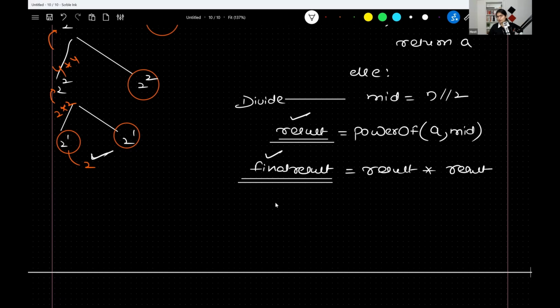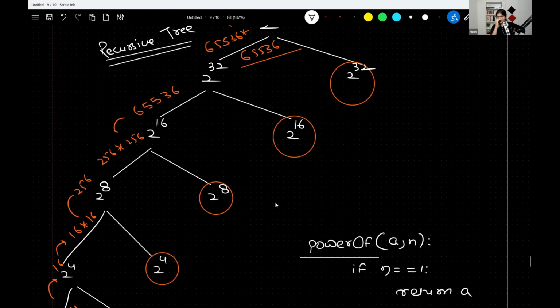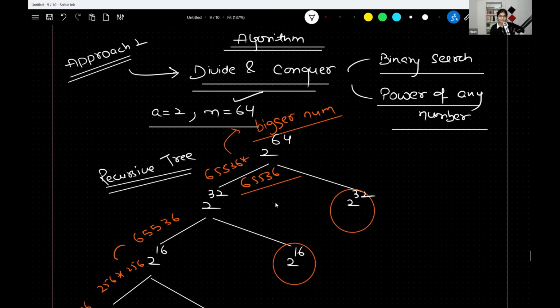Now you can ask me one more question: Priya, here you are doing very smartly n as 64, right? But it is nowhere mentioned that n will always be an even number, n can be odd. How will this approach be applicable? What will you do in that case? So I will say, can't we use our brain and do it like this?